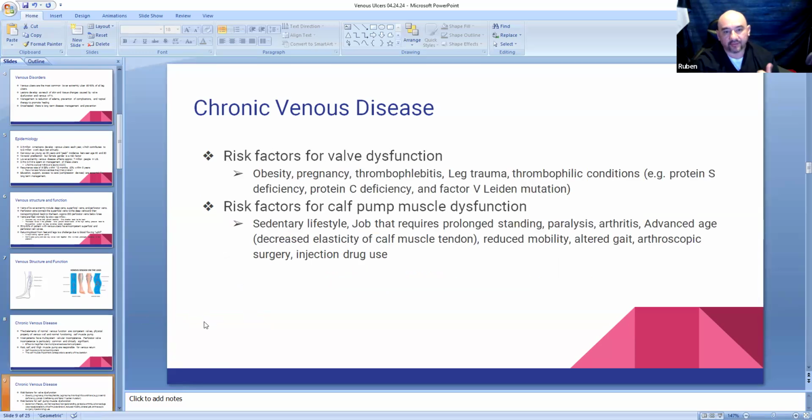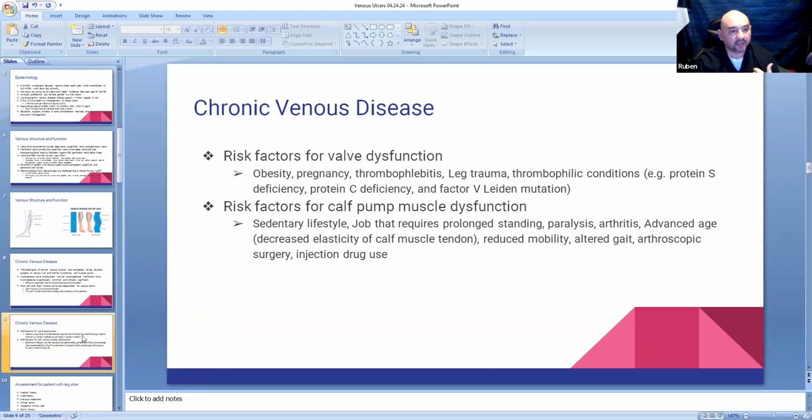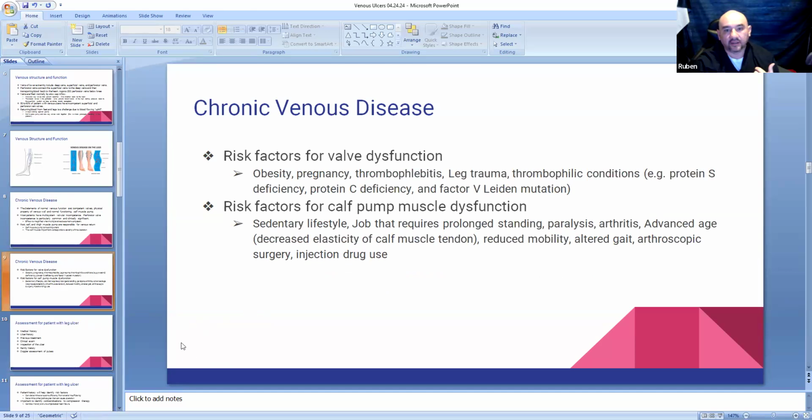So the risk factors are obesity, pregnancy in some women, thrombophlebitis, leg trauma or blood clot conditions. And then risk factors for calf muscle pump dysfunction: sedentary lifestyle, a job that requires prolonged standing, any paralysis, arthritis, advanced age, which causes reduced mobility, any altered gait, or any kind of knee surgery. And then, of course, IV drug use, people who are injecting their legs with opioids.